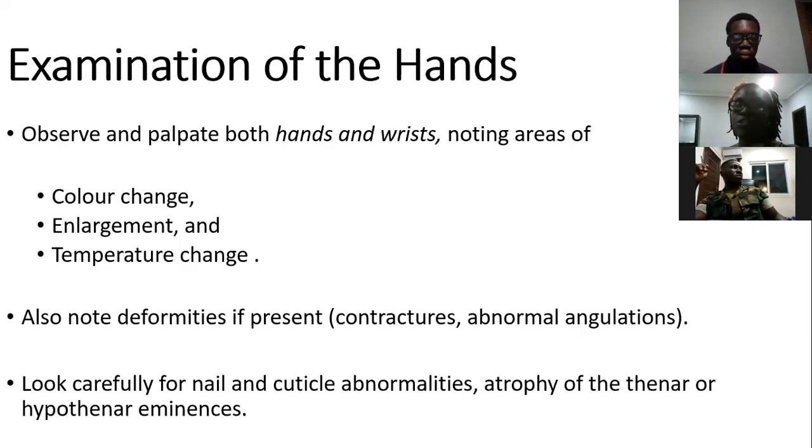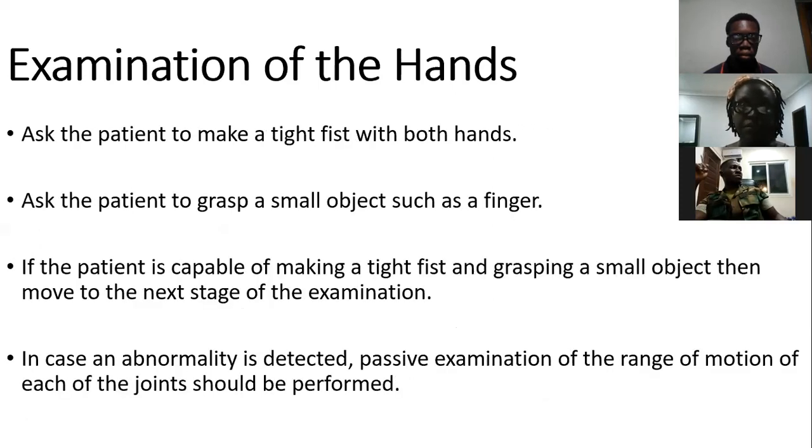And atrophy usually indicates muscle or nerve problems. Okay, that leads to atrophy. Then you ask the patient to make a tight fist with both hands. And then you ask the patient to grasp a small object. It may be a pen. You ask the patient to grasp it and look at how tightly they are able to grasp it. Then you can also observe.